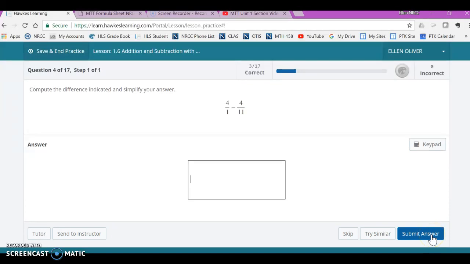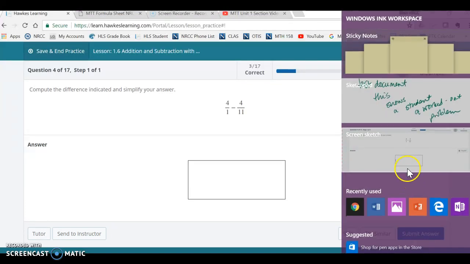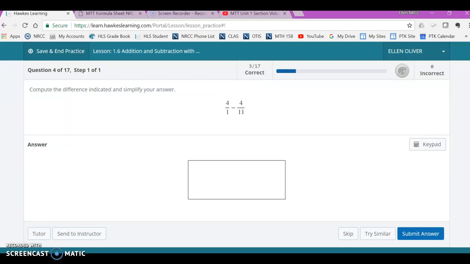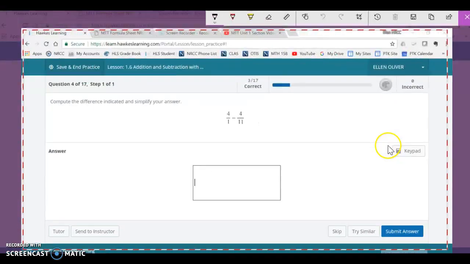All right, again, I need a common denominator. So it's easy when one of them is 1. How do I move that over? That's not right. I guess I have to close that and try it again. I don't know why sometimes it opens it over there on the side.